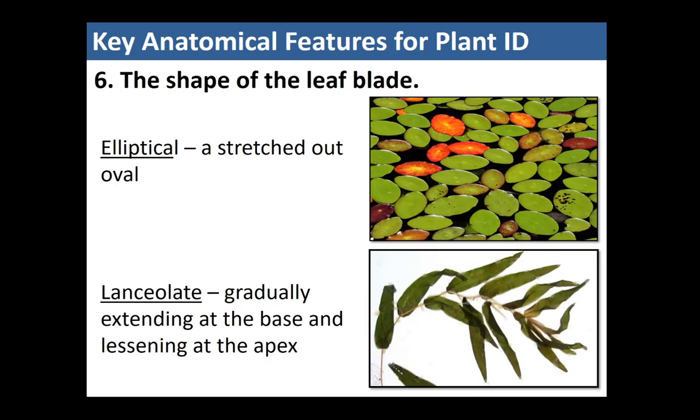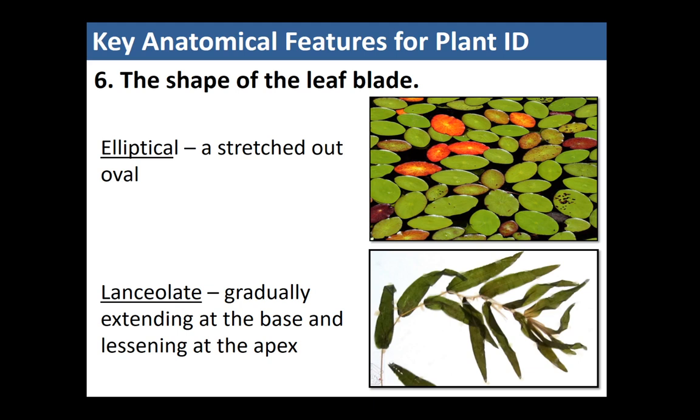Number 6 then is the shape of the leaf blade. So we can look at a plant and get a feel for the overall shape of the leaf, and all the different types of shapes you see when you look at plant leaves, they all have botanical names. We're only going to go over a few of them. These are ones that we commonly see in aquatic plants.